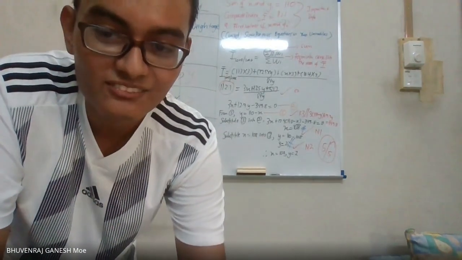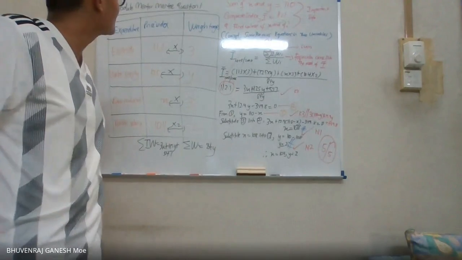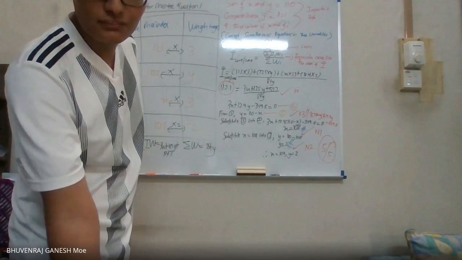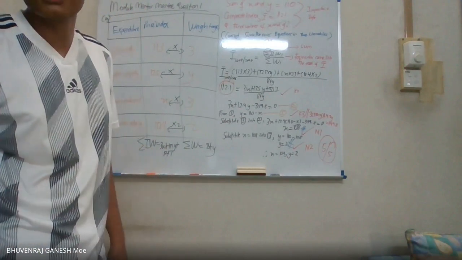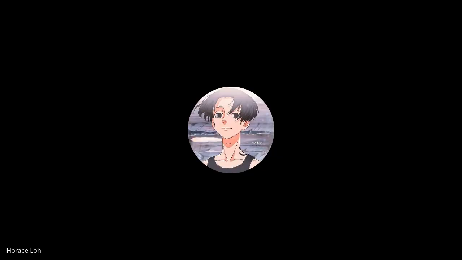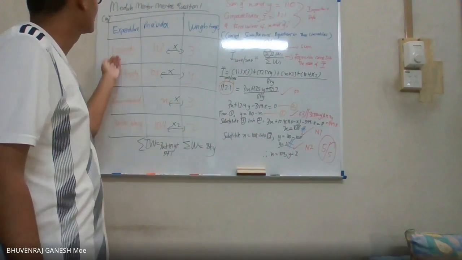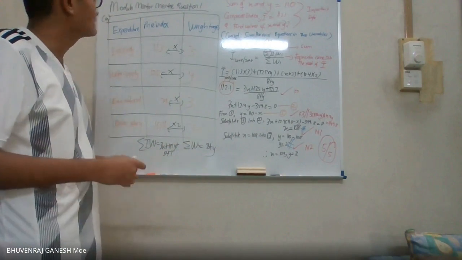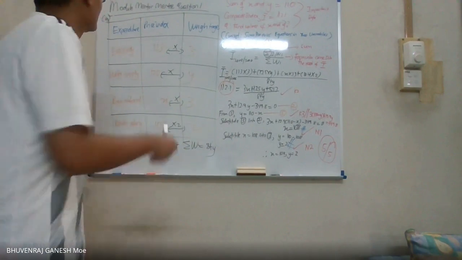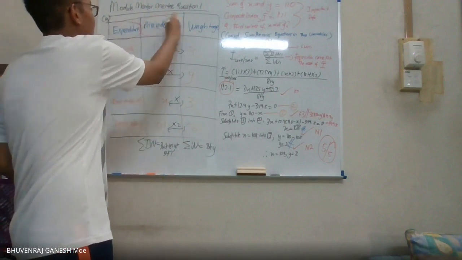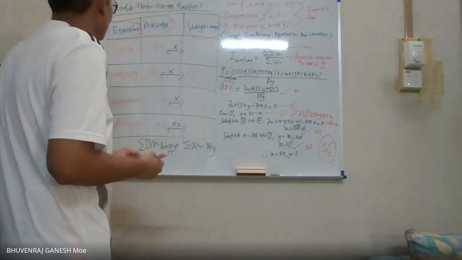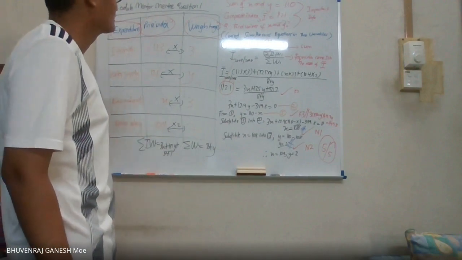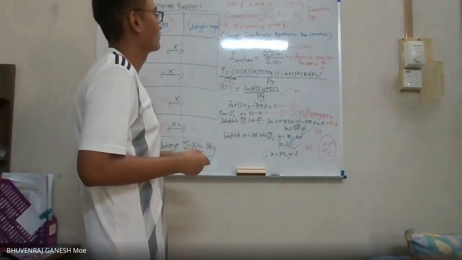Okay, let's start with the module mentor-mentee question one first. You can refer to your module, the one we discussed, the first question. We have three columns here: expenditure, price index, and weightage. When you see this question, you must look at these three keywords: expenditure, price index, and weightage. Then we analyze the table, look at the info here, and look at the question: find the values of x and y.